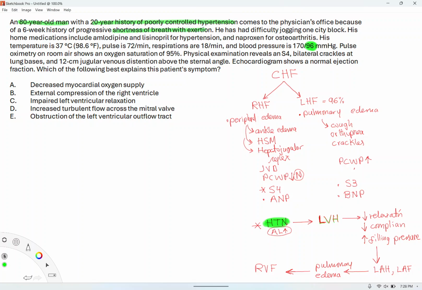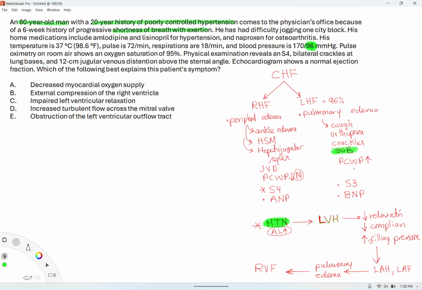Okay, so shortness of breath, dyspnea. Remember, dyspnea is a common cause of left heart failure. I should have put it here, but let me just put it for you: shortness of breath or dyspnea. So there you go. Left heart failure will lead to shortness of breath because of the pulmonary edema.